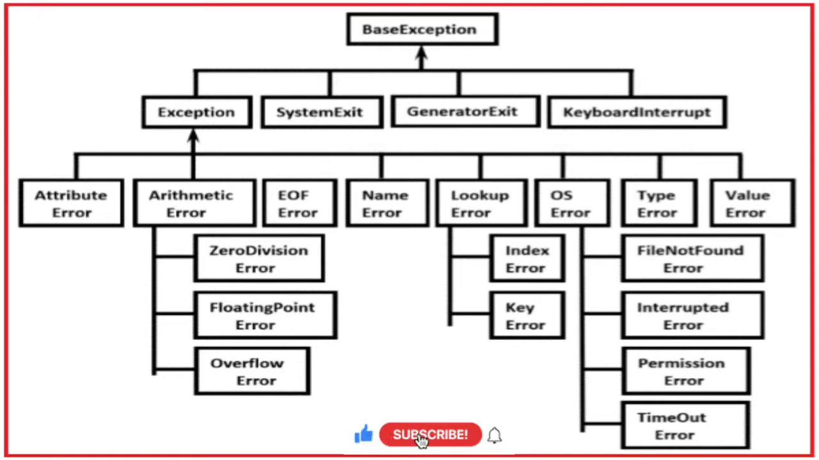We have the lookup error that has the index error. We have the value error. We have the type error. And there are certain errors which are associated with the operating system, such as the file not found error and the interrupted error. So on your screen, this is the complete hierarchy in which all these boxes have the class name inside them. Now, how does this exception handling work?